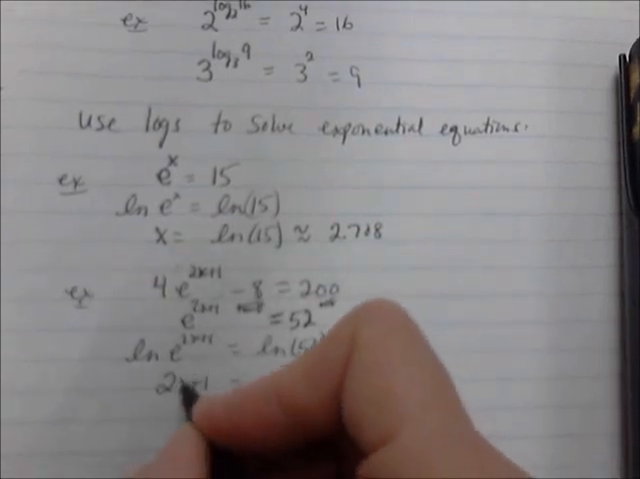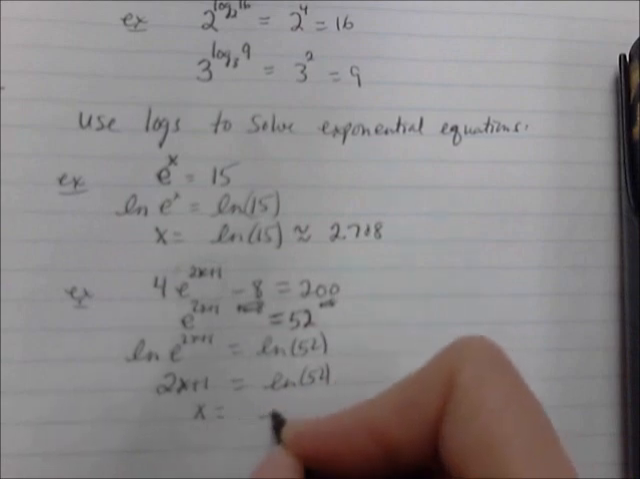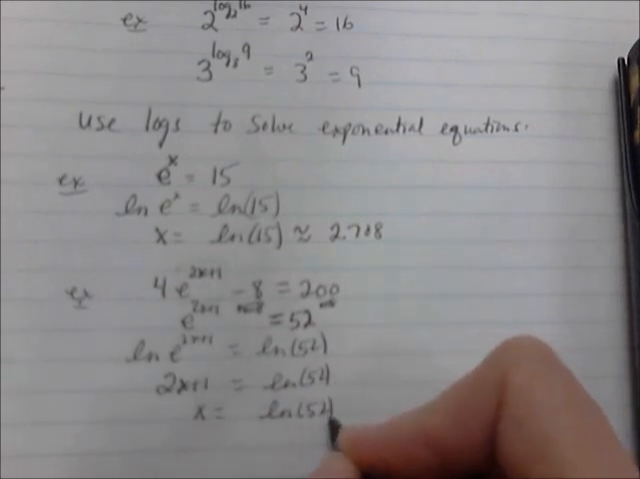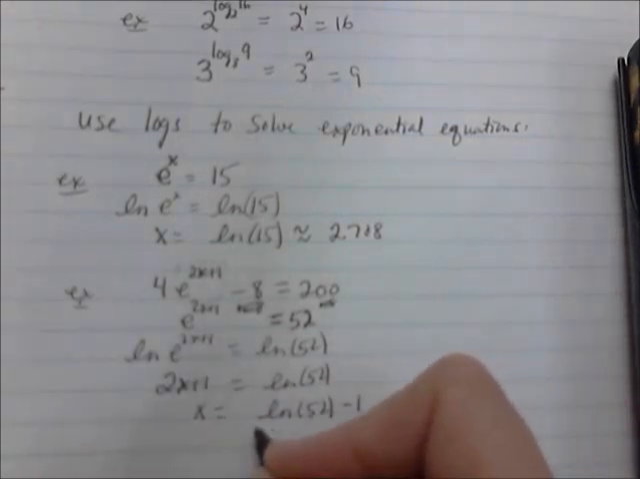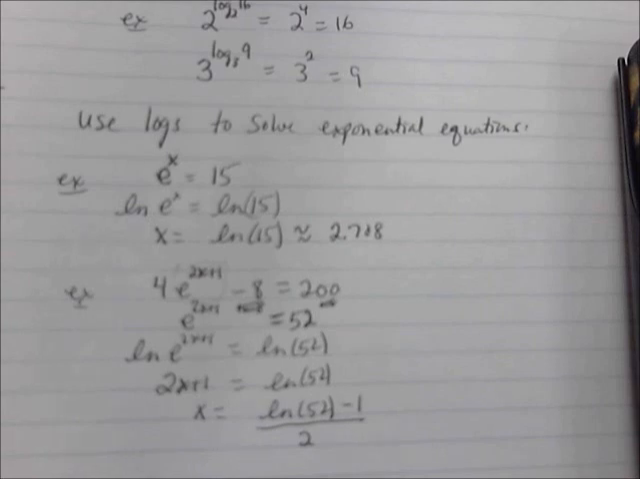And if you want to solve for x, subtract 1 and divide by 2. So x is equal to the natural log of 52, subtract 1, divide the whole thing by 2. And if you're not allowed a calculator, that's how you would leave your final answer.